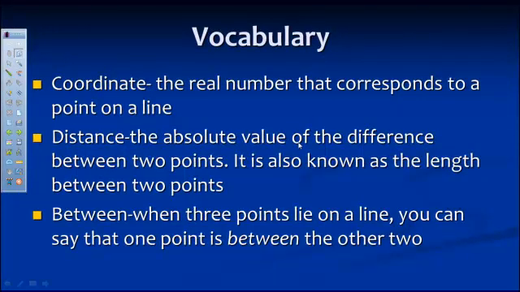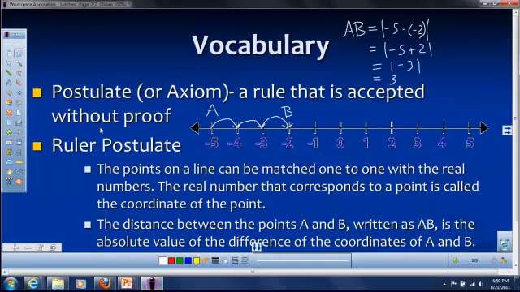More vocabulary, not as much as last time, so we're in good shape. Coordinate is the real number that corresponds to a point on the line. So when we talk about a number line, if we talk about point A on the number line, that was -5, and point B was -2 in the last example I just showed you. Point A was -5, that was the coordinate. Point B was -2, that was the coordinate of that one.